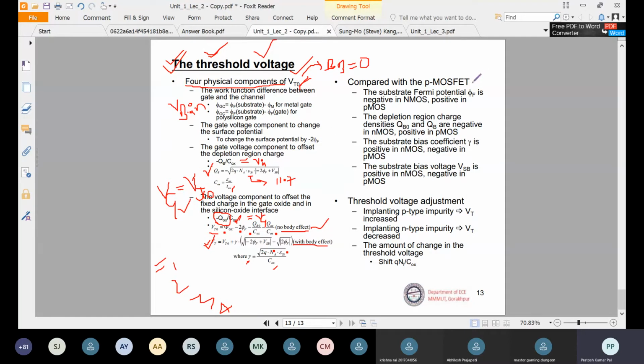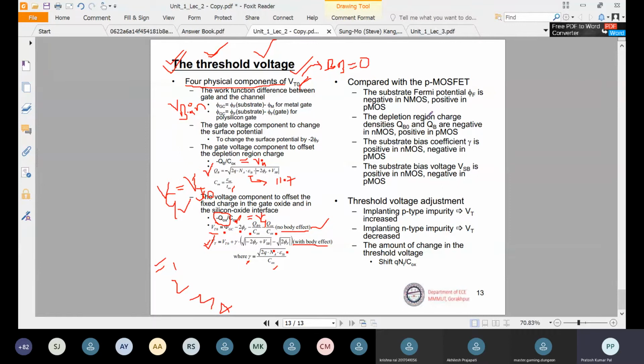So compared with the PMOS, the similar analysis will be applied to PMOS also. If we are comparing with the PMOS analysis, the substrate Fermi potential phi f is negative in NMOS and positive in PMOS. So in the Fermi potential, phi is negative in NMOS and positive in the PMOS.